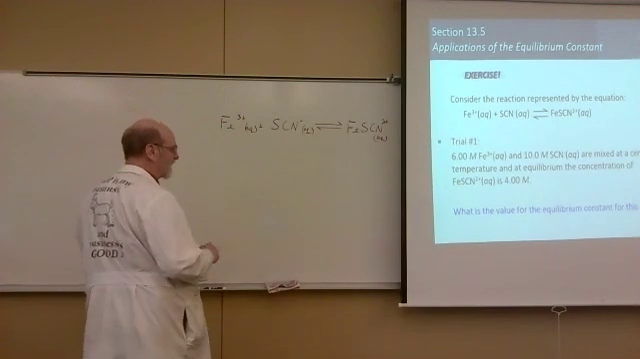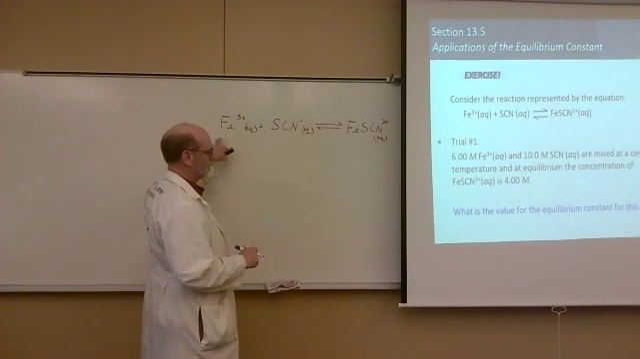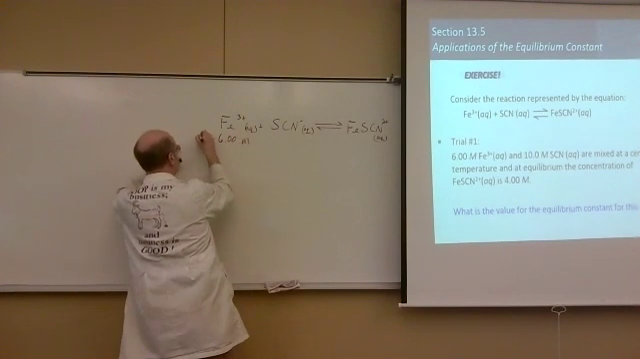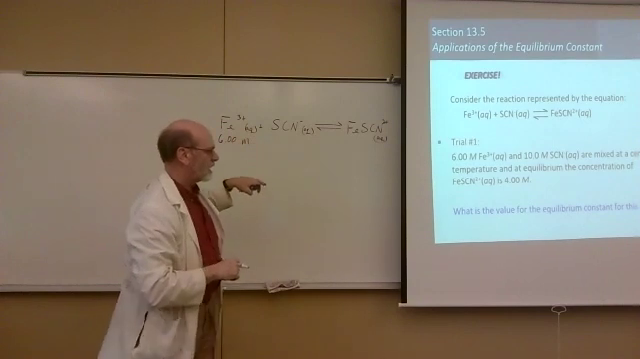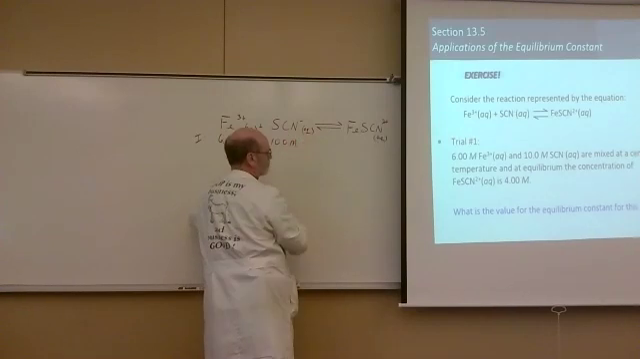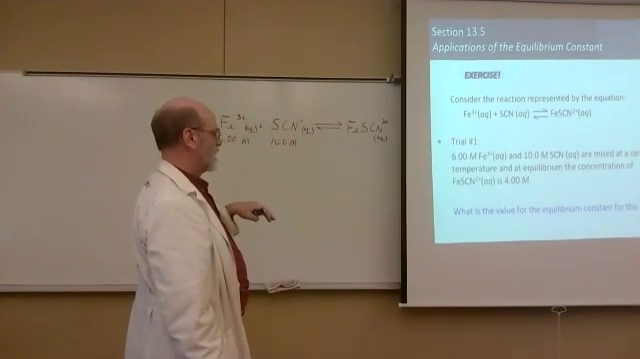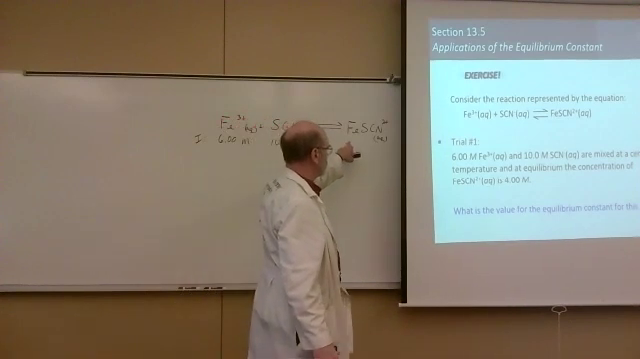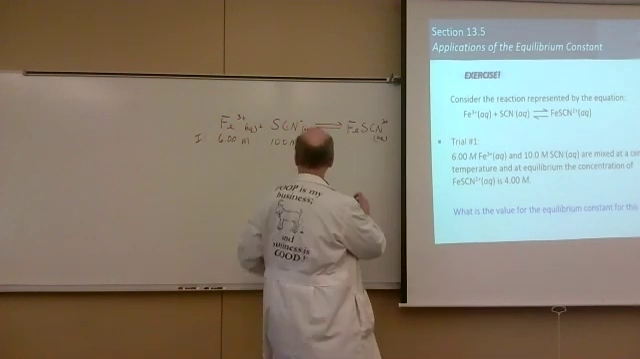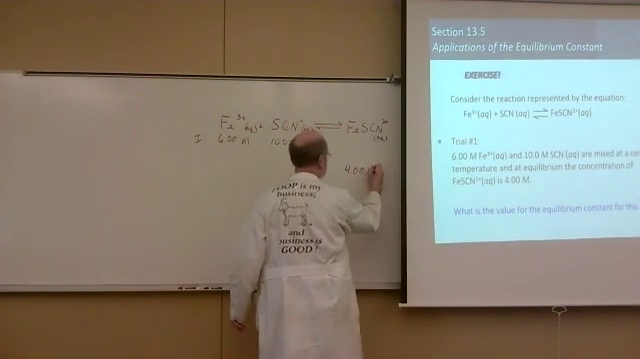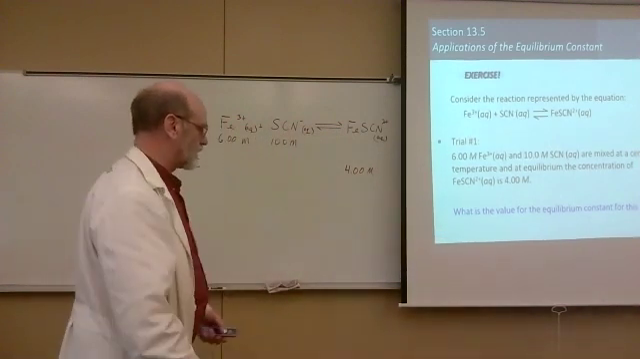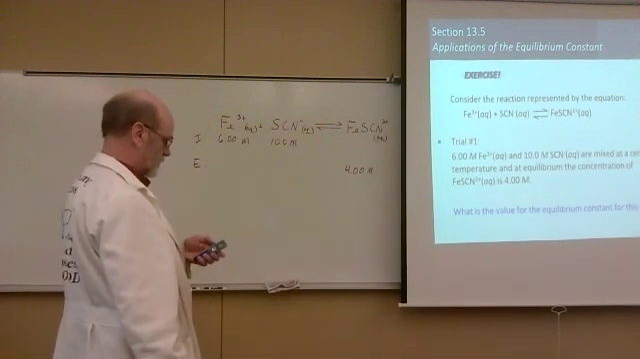All right, so our beginning concentration of the Fe3+ iron is 6 molar. So that's initial. And our initial concentration of thiocyanate is 10 molar. And the concentration of the iron 3 thiocyanate ion at equilibrium is 4 molar. So that's at equilibrium. What's the value of the equilibrium constant for this reaction?